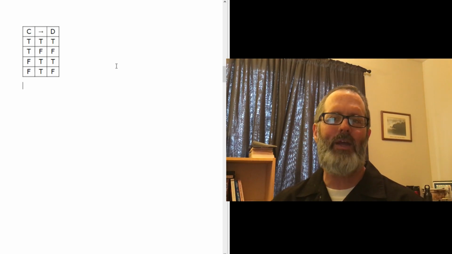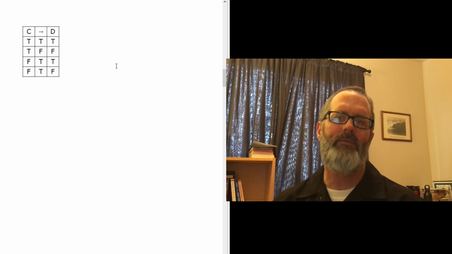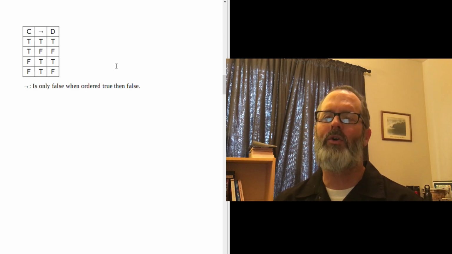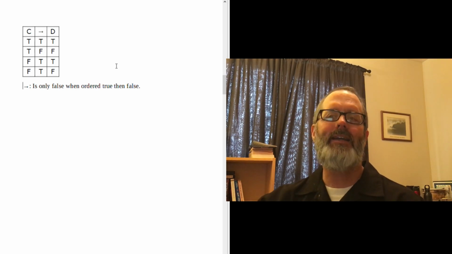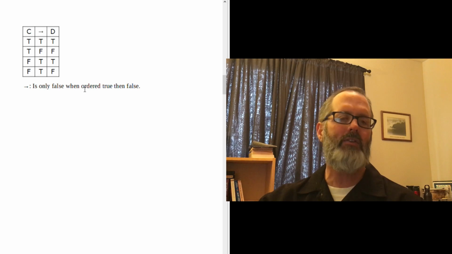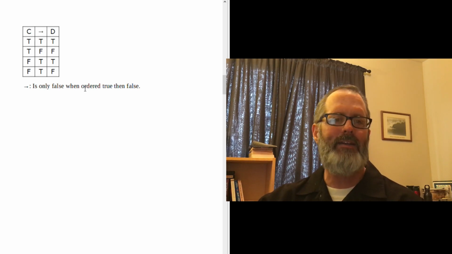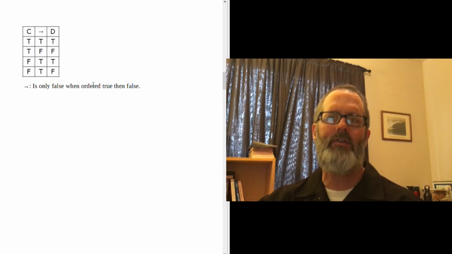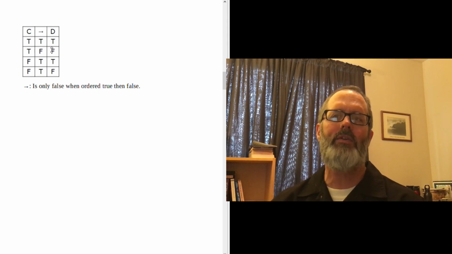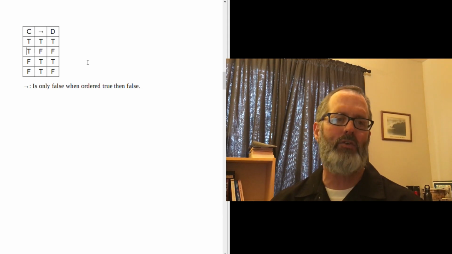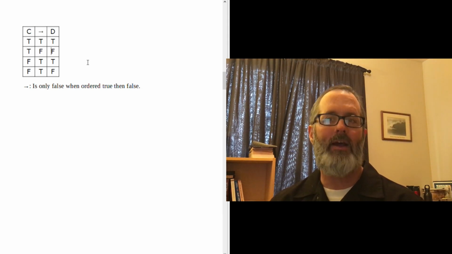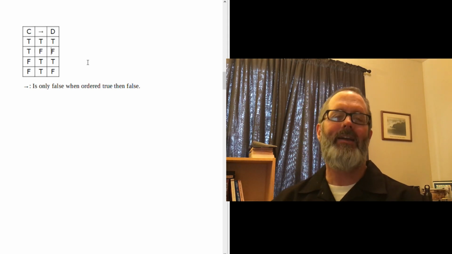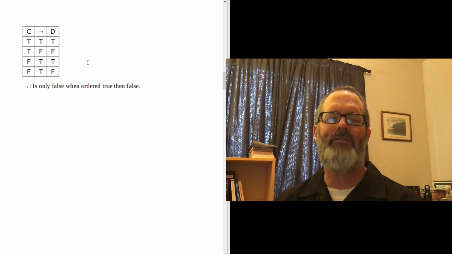So, what is the easy phrase to remember? This one. An arrow is only false when ordered true then false. Notice this. A conditional is the only connective in which the order matters. We remember this in translating, but it's also true of its truth conditions. A conditional is only false when ordered true then false. If it's ordered false then true, that doesn't make it false. It is still true in that case. A conditional is only false in a situation where it is true on the left, false on the right. Again, repeat after me. A conditional is only false when ordered true then false.